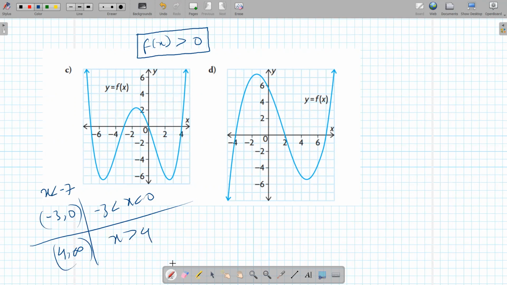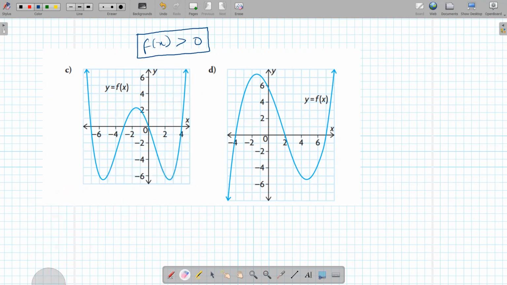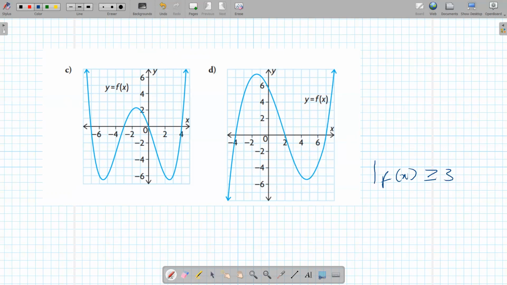Cool? Let's do one last one. What about D? Actually, let's spice this up. What can we say? Kind of want to throw you off here. When f of x is greater than or equal to 3. Now we're not looking at 0 anymore. We're looking at greater than or equal to 3.